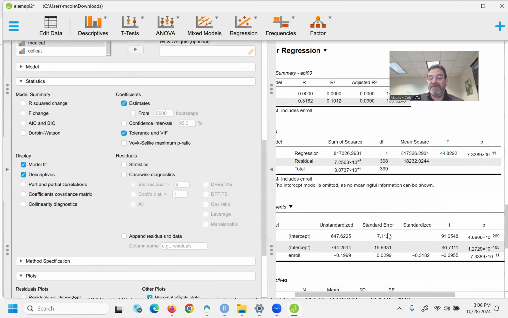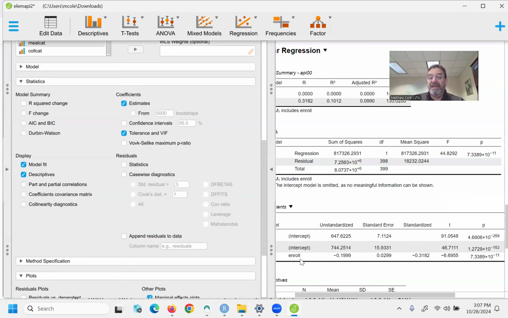What's the difference between these two? Well, you can kind of see the standardized was 0.318. Where have we seen that? Well, that was the correlation between enroll and API. So correlation is in fact like a standardized statistic. It's already been standardized to Z distribution units. And the unstandardized then is the coefficient. It's the slope in the units of your predictor variable.